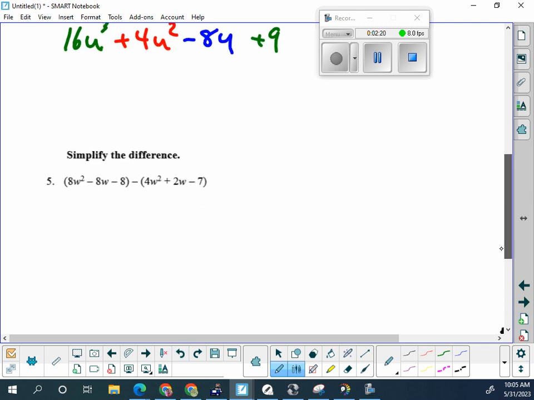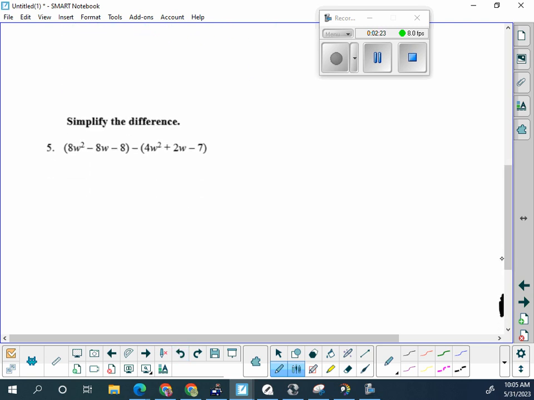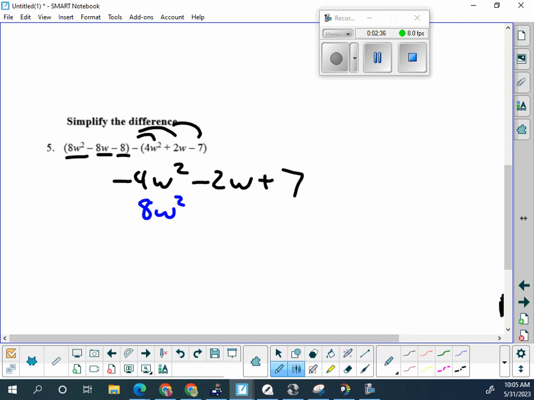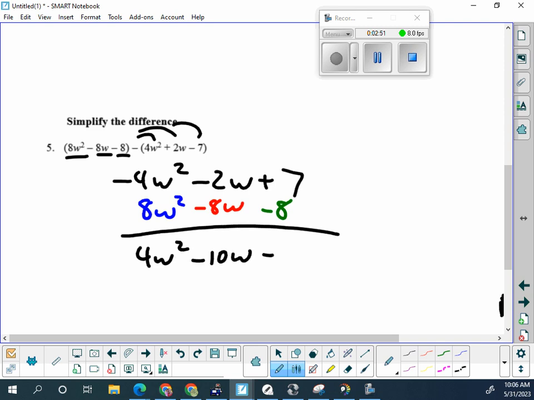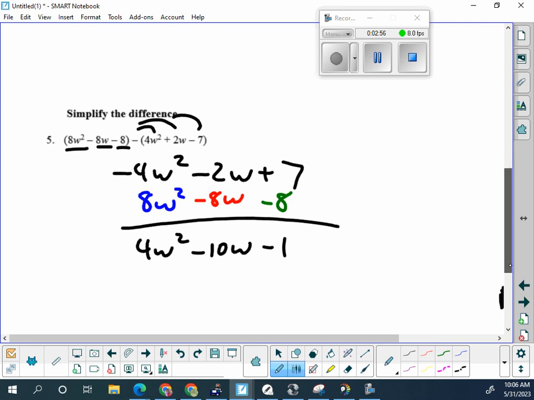But this one here, it's a little bit different. You're going to subtract, so you're going to distribute this negative to each term. So it's negative 4w squared minus 2w plus 7. And they're going to add it to each term here. So I'm going to add 8w squared to that one. I'm going to add negative 8w to this one. And minus 8 to that one. You get an answer of 4w squared minus 10w minus 1. So be careful with this. This is multiple choice, so hopefully it'll be easy for you.